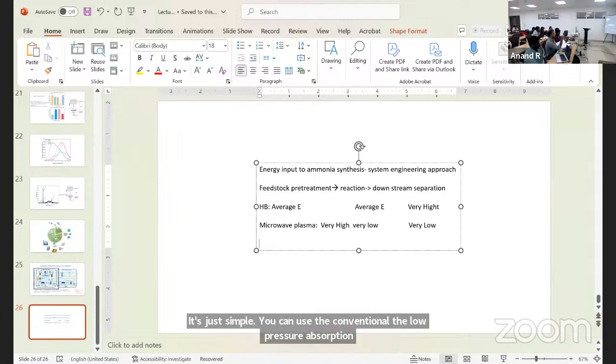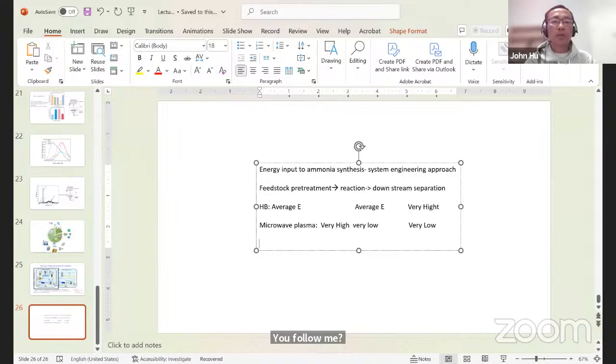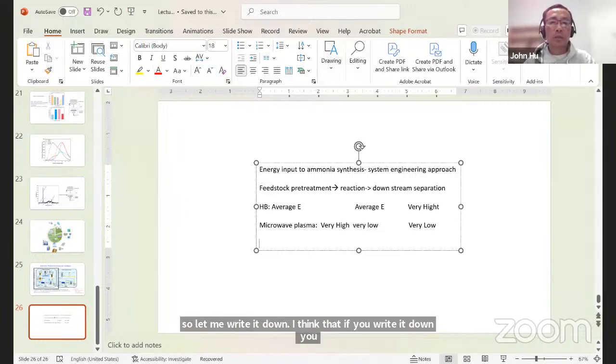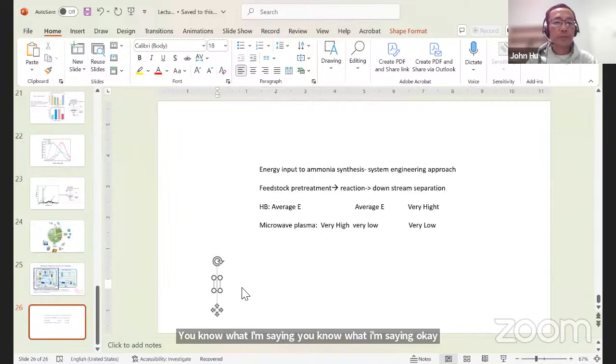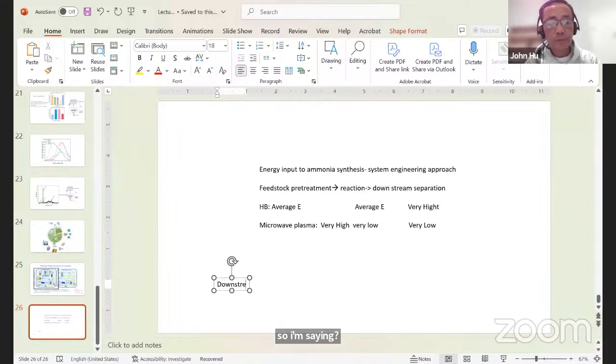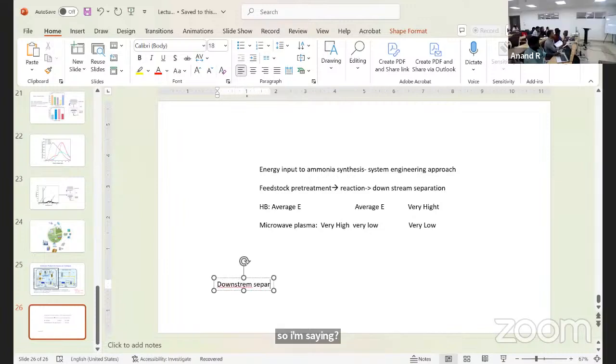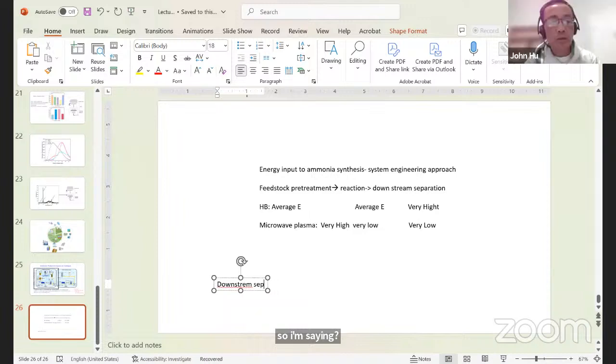Yes, sir. Okay, so let me write it down. I think if you write it down, you know what I'm saying. Okay, so downstream separation. Sep means separation. I want to save time. Separation, HB.